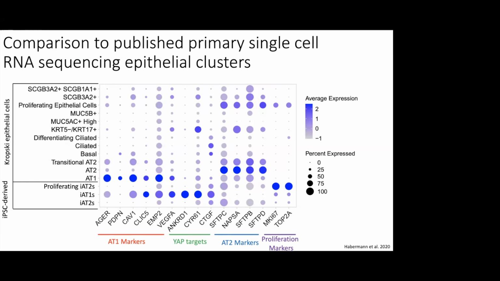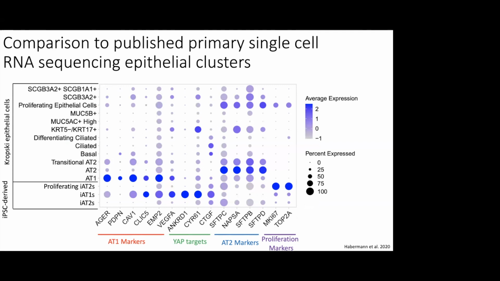Another thing to note is looking at these YAP targets, they're very dark, very large in my iAT1s. However, they don't show that same expression pattern in the primary type 1 cells. And then again, looking at proliferation markers, there is a small subset of my cells, the iAT1s, that do seem to be proliferative, which is not something that you would see in primary type 1 cells.